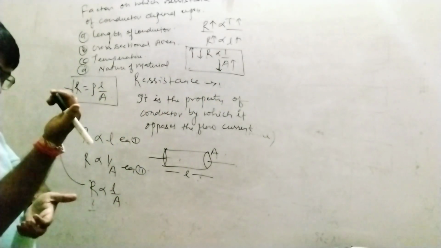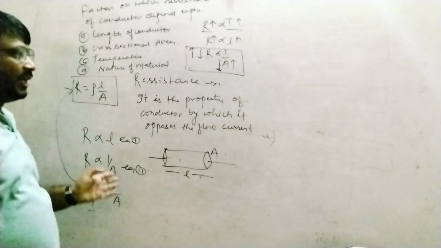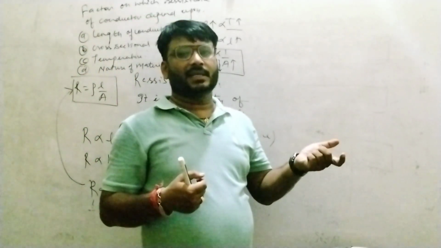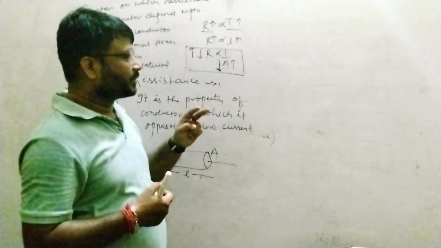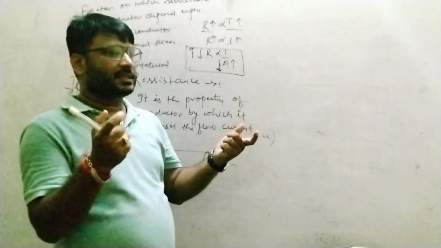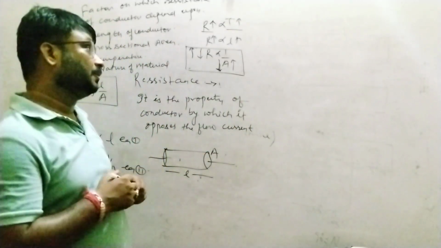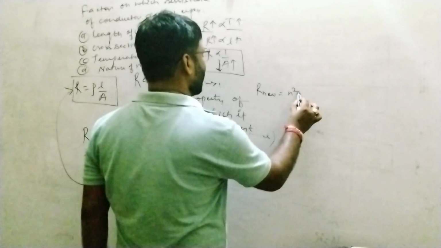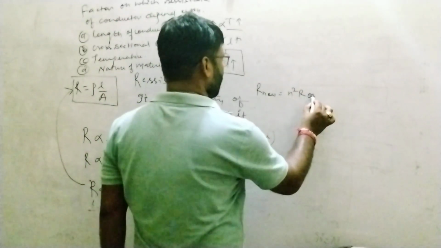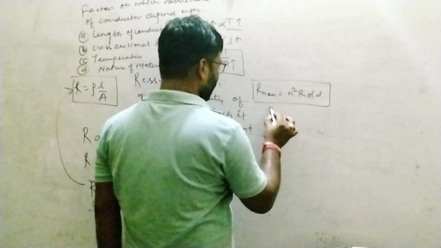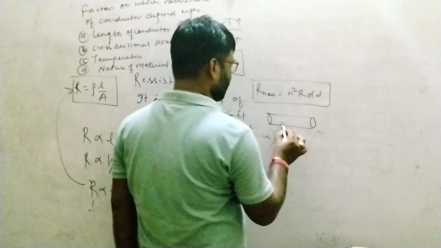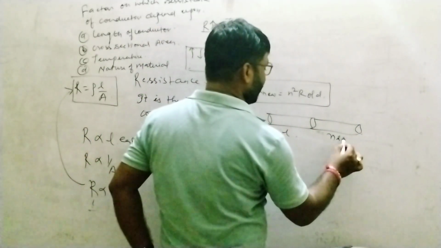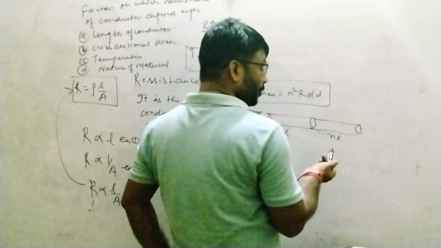Sometimes a question is asked that whenever you are stretching any wire, suppose it is stretched to N times. In that case, there arise two types of question. In the question itself it is saying the volume remains the same. In that case, the effective resistance of that conductor is going to be what? That one relation is R new equal to N square into R old. Means if a wire of length L is stretched to N times, and in that case the volume remains the same.